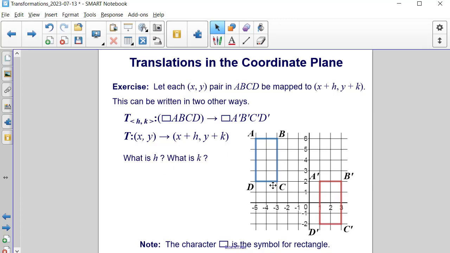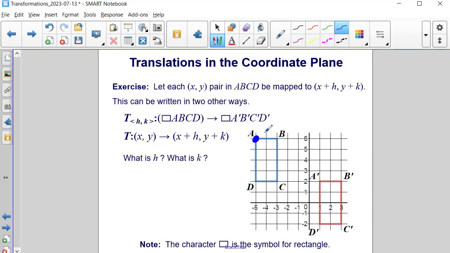So in this example, what is h and what is k? And how can we rewrite the translation using one of these notations? Well, if we take one coordinate from our original rectangle, let's say we do point A, we're going to see how many spaces and in which direction we have to travel to get from A to A prime. So let's first start by going to the right.